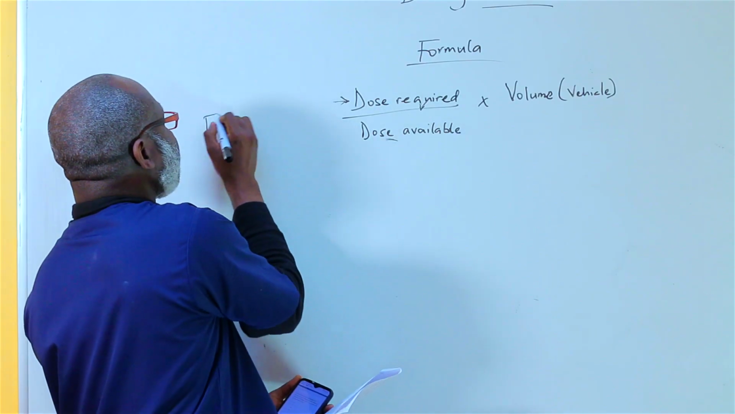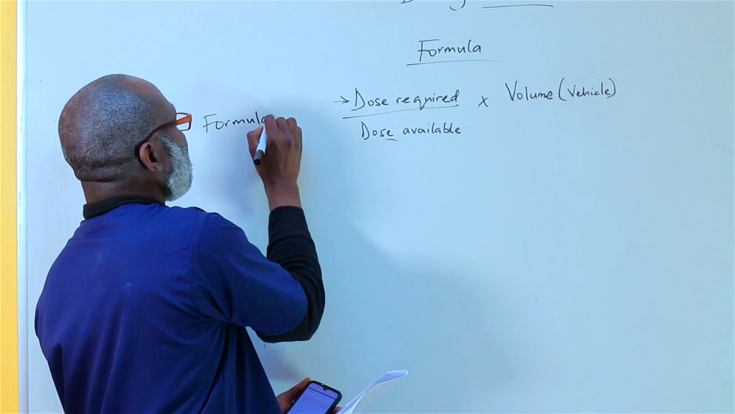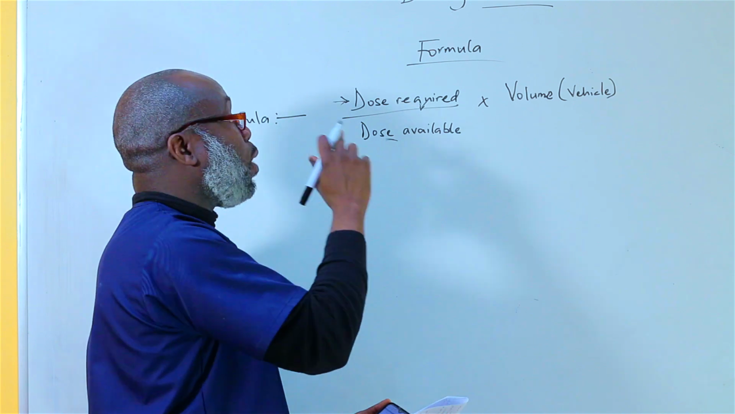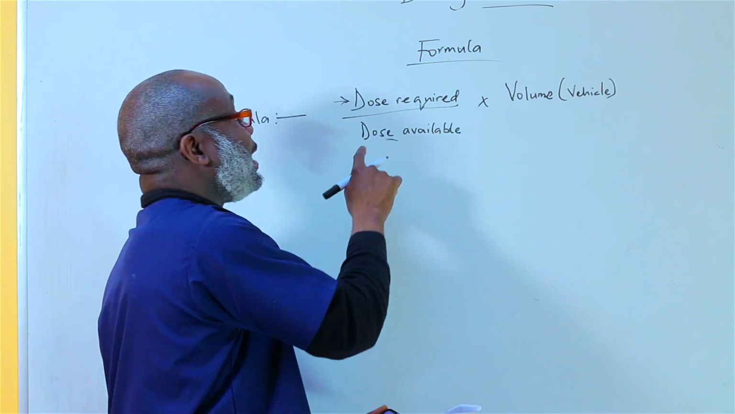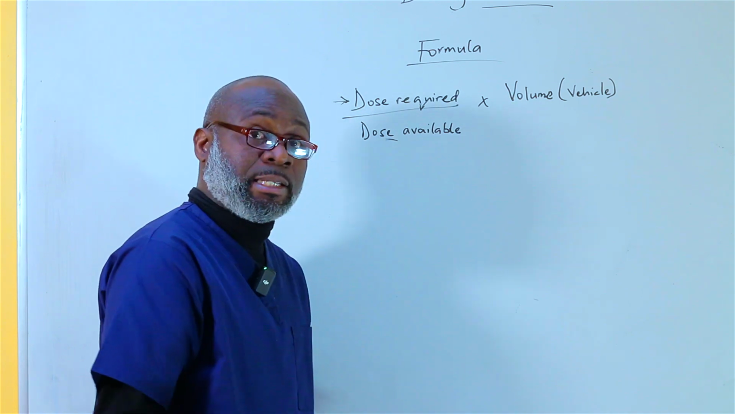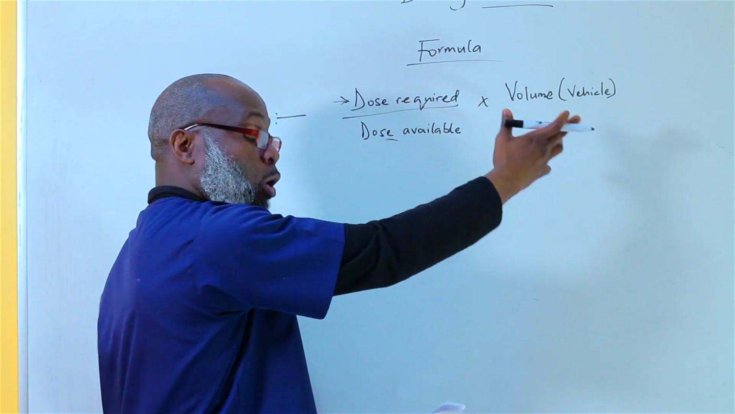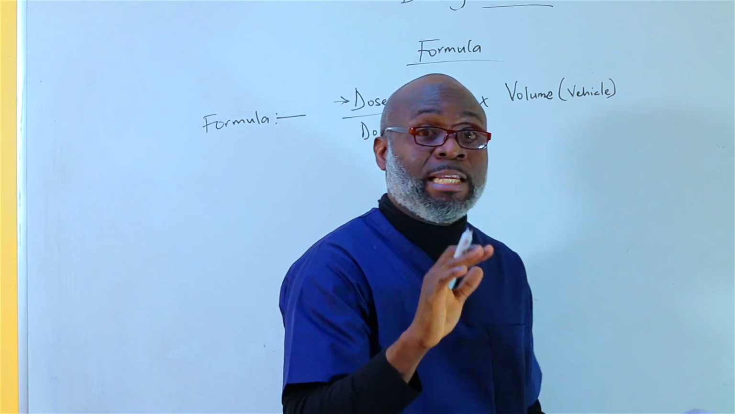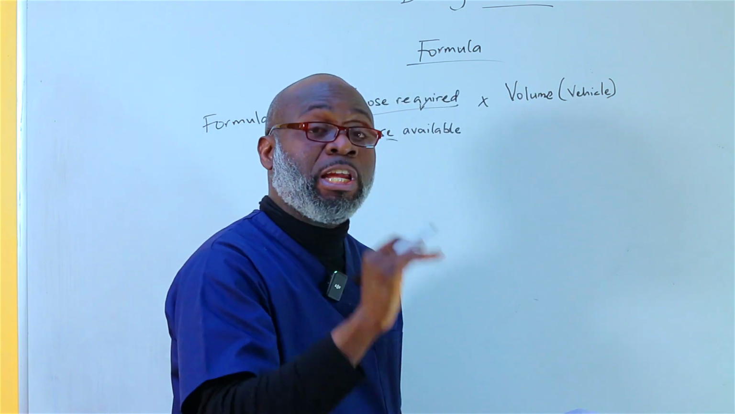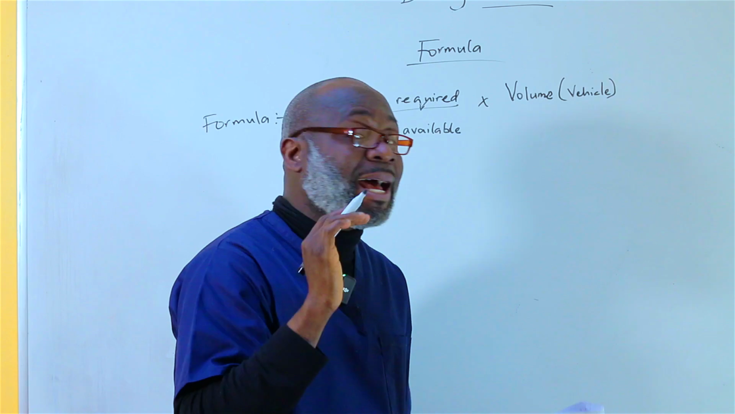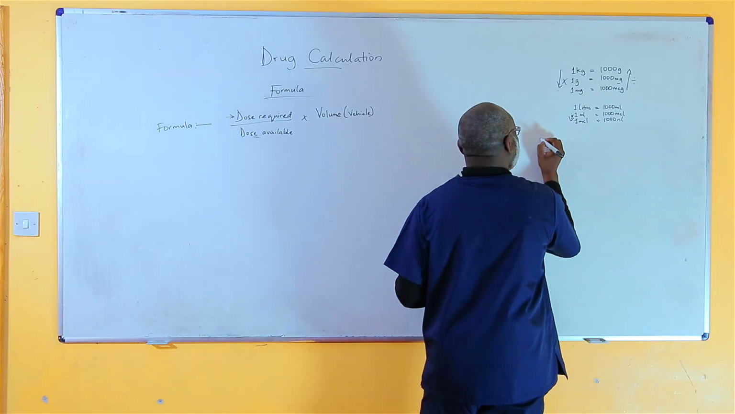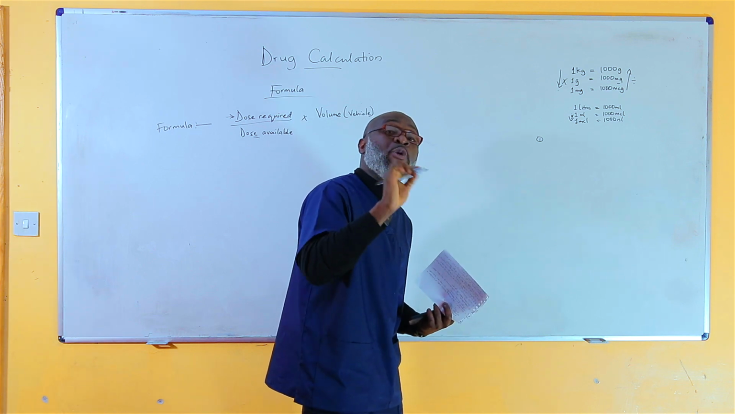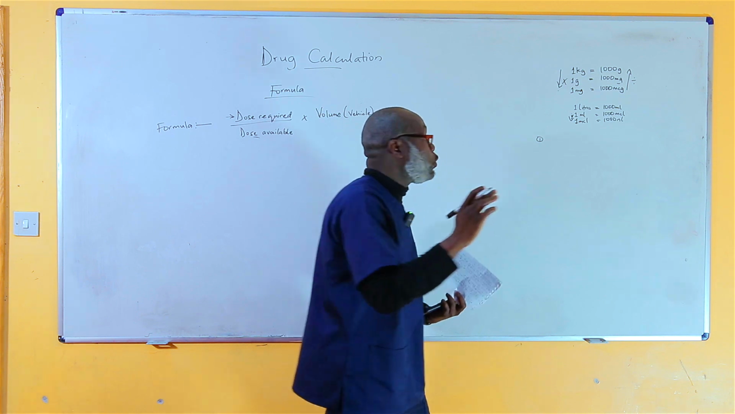Now that we know the formula, the dose required is the one that you're supposed to administer to the patient. Then the dose available is the dose at hand that you have available, and the volume or the vehicle. So I would like to give us 5 steps that we need to nail every question, no matter how hard the question may be. Number one is, what exactly are you solving for? What are you looking for in the question? What do they ask you to find?